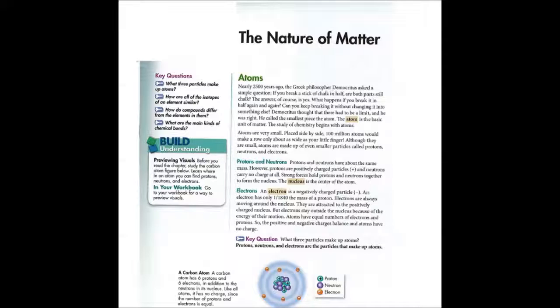He called the smallest piece the atom. The atom is the basic unit of matter. The study of chemistry begins with atoms. Atoms are very small. Placed side by side, 100 million atoms would make a row only about as wide as your little finger. Although they are small, atoms are made up of even smaller particles called protons, neutrons, and electrons.